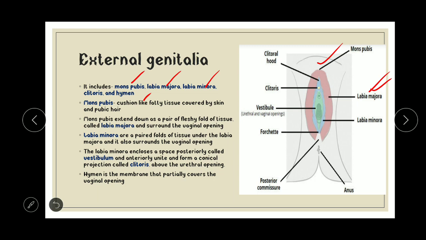Then the labia minora is a paired fold of tissue under the labia majora. So labia minora is the smaller layer and labia majora is the bigger layer. The labia minora encloses a space posteriorly called vestibulum. You can see the vestibule, for singular it is called vestibulum. And anteriorly they unite and form a conical projection called the clitoris. You can see the location of the clitoris here, above the urethral opening. Now the hymen is the membrane that partially covers the vaginal opening. I have already discussed this. You can also see the posterior commissure, the position of the anus, etc.